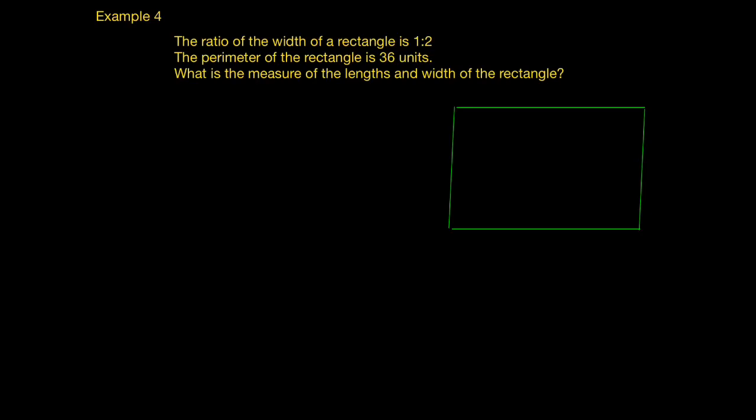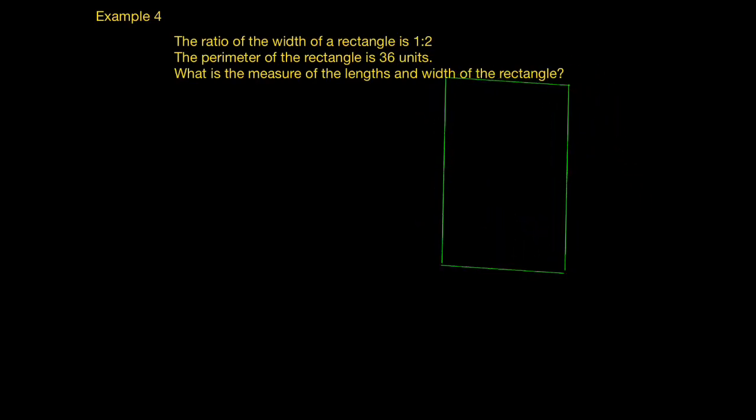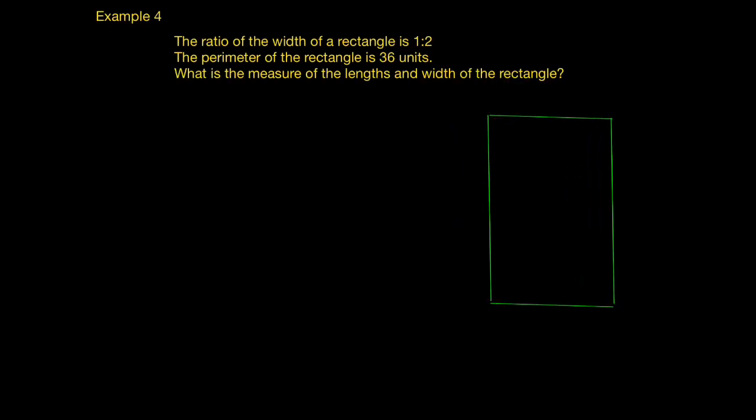Now here, to make more sense, I'm actually going to rotate this rectangle. The ratio of the width to the length of a rectangle is 1 to 2. Now it can be argued which side is the length and which side is the width for a rectangle, because here we can rotate it. But technically the length is referred to as your height. So your length is this part right here, and then your width would be that part right there.